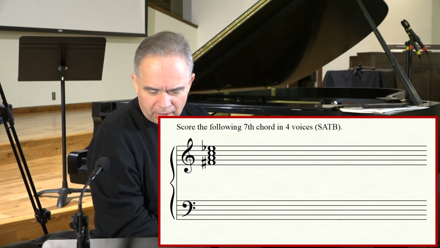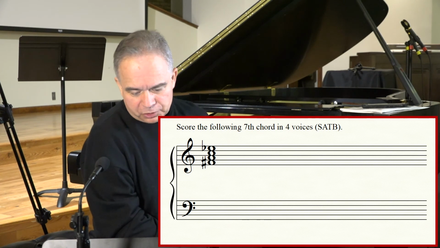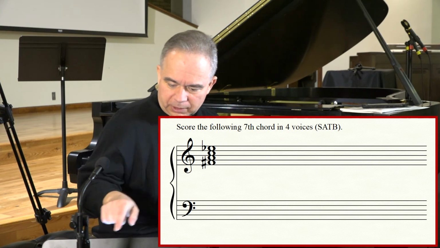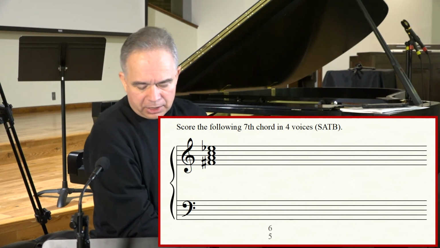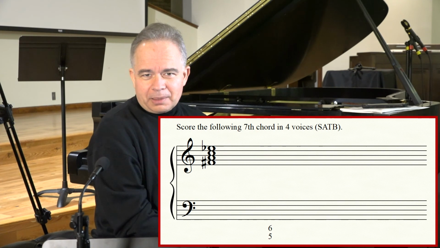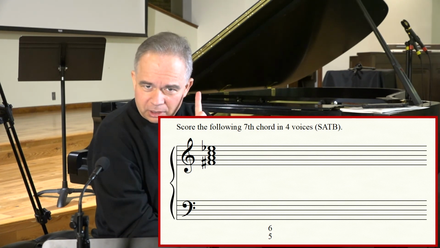Okay? Now, what do we do when we need to score this? First of all, you're going to be given the inversion that you need to score. Okay? So let's move on and see. You see on the bottom here 6-5. If you remember from last time, 6-5 means a seventh chord in first inversion.